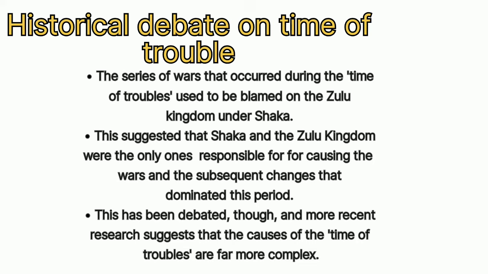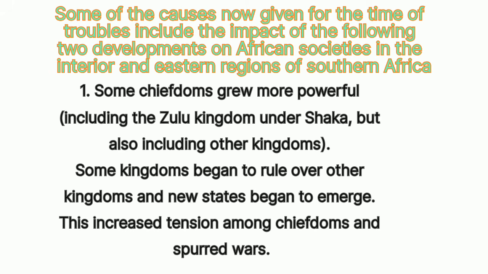Historical debate on the time of troubles. The series of wars that occurred during the time of troubles used to be blamed on the Zulu kingdom under Shaka. This suggested that Shaka and the Zulu kingdom were the only ones responsible for causing the wars and the subsequent changes that dominated this period. This has been debated, and more recent research suggests that the causes of the time of troubles are far more complex. Some of the causes now given include the impact of the following two developments on African societies in the interior and eastern regions of Southern Africa.